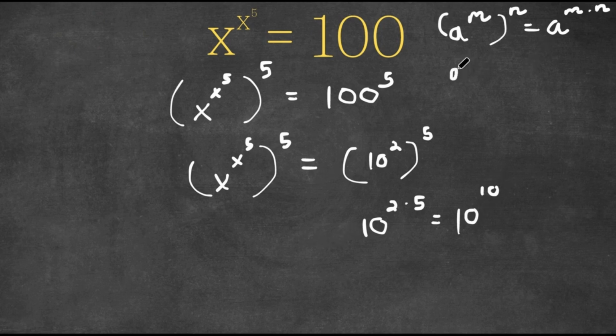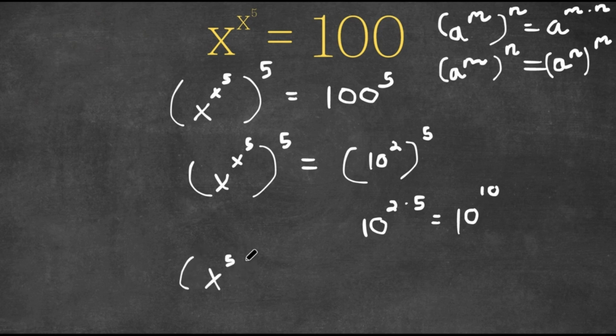And also, if we have something in the form a to the power of m to the power of n, because this is simply equal to a to the power of m times n, we could reverse these two, meaning this would also equal a to the power of n to the power of m. So in this case, I'm going to switch the places of x to the power of 5 and 5. So now we would have x to the power of 5 to the power of x to the power of 5 is equal to 10 to the power of 10.